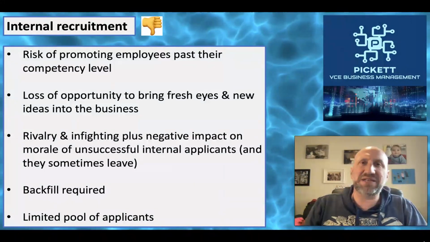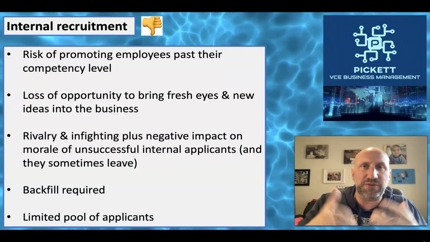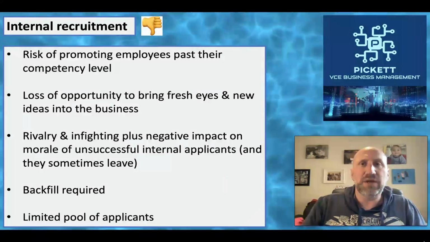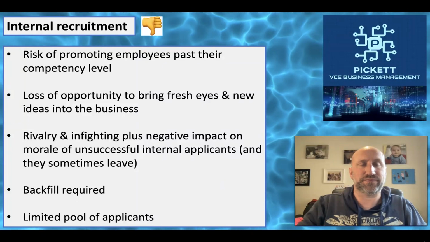Big negative of internal recruitment. I would say probably the number one there, just literally the size of the pool of candidates and the potential that you're looking for that you're going to fill this position from.